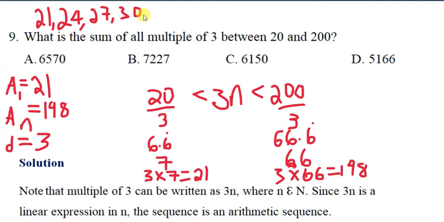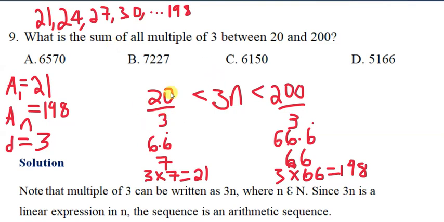Just put it like that. And if we continue as such, 30, 33, and so on, then the last term, which is divisible by 3 and less than 200, is 198. Just keep this information. Once we know this data, particularly the last term, the first term, and also the common difference, it is easy to find the sum of those terms, since the sequence forms an arithmetic sequence.